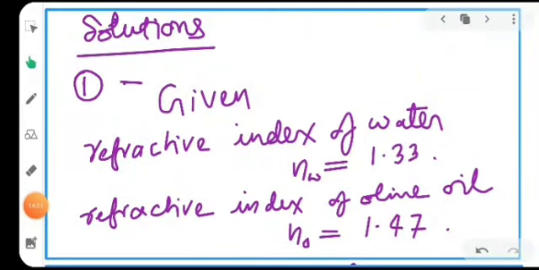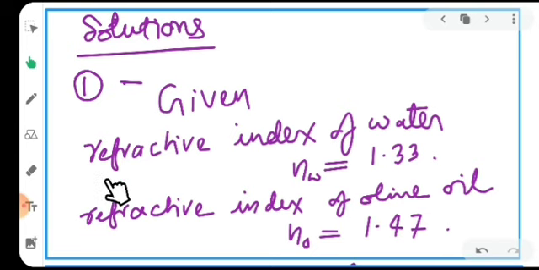So let me give you the solution to this. If you want, you can attempt it, or otherwise you can just look at how I illustrate the example. Let me write down the given factors.